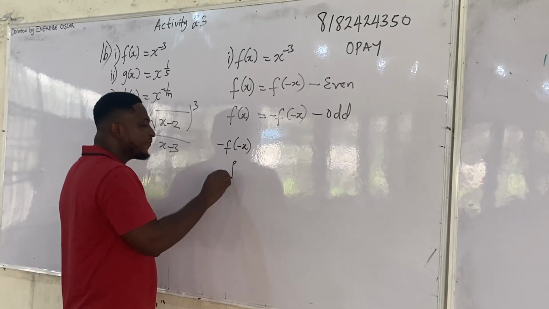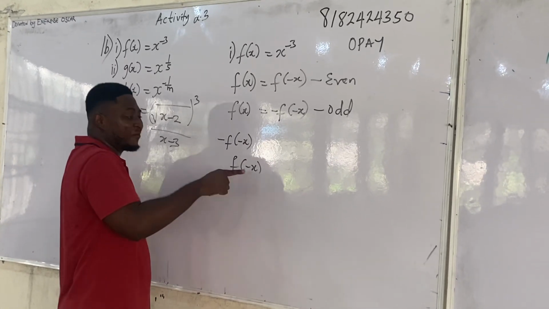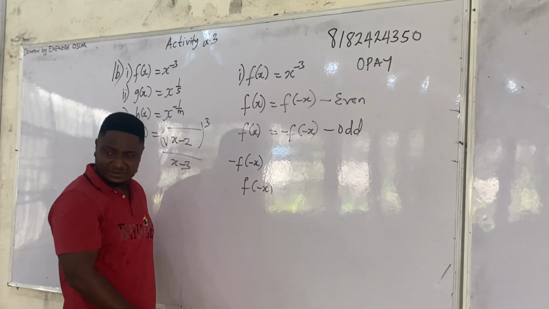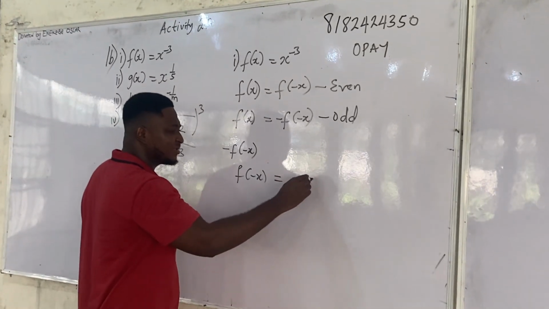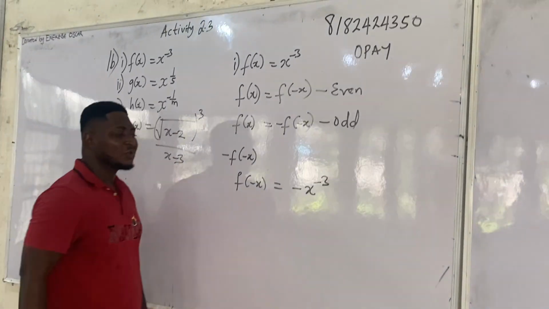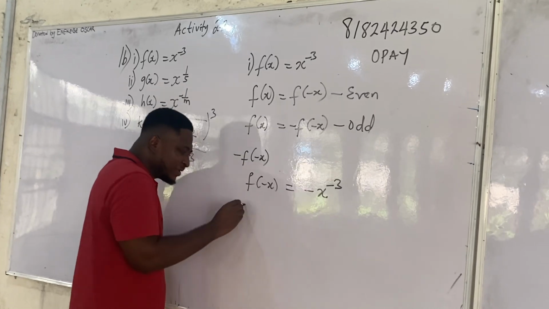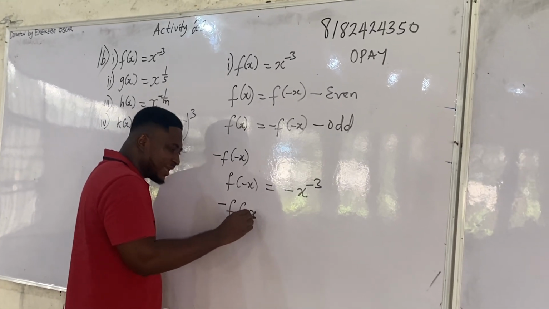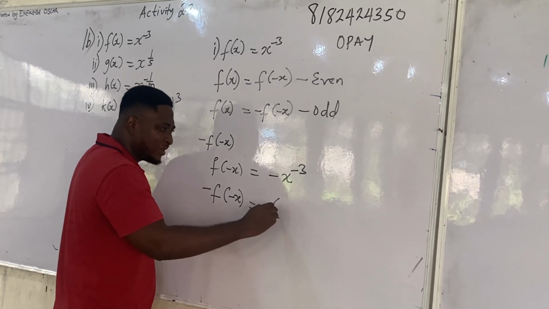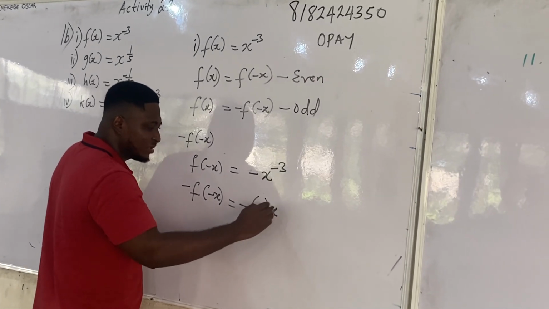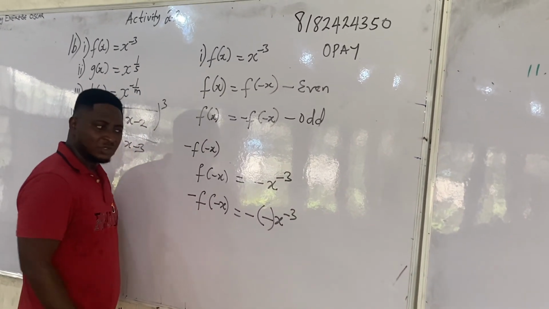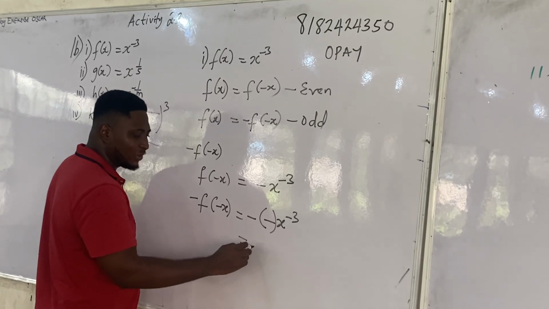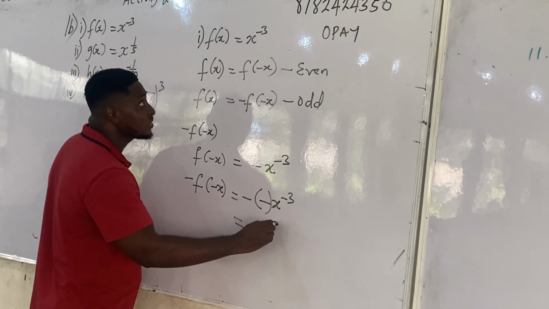First of all, what is f of minus x, before we find the minus f of minus x? We just did f of minus x now, right? We got minus x raised to power minus 3. So what is now the negative of this? Minus f of minus x is minus into bracket minus x raised to power minus 3. So what is this minus times minus? Plus. So we now have plus x raised to power minus 3.